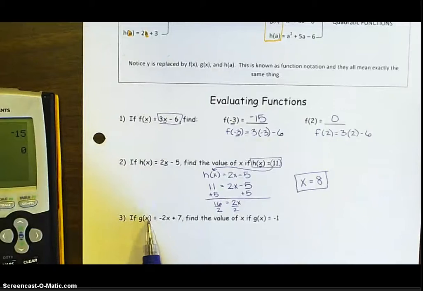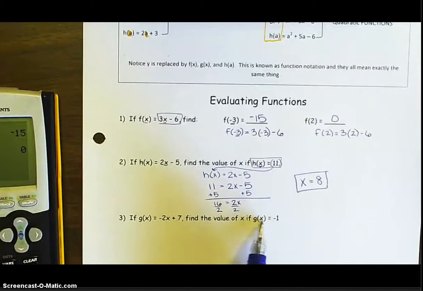So if g of x is equal to negative 2x plus 7, find the value of x if g of x is equal to negative 1. Now there's still an x inside of my parentheses, so I'm not replacing the x. I am going to instead just rewrite the whole equation.